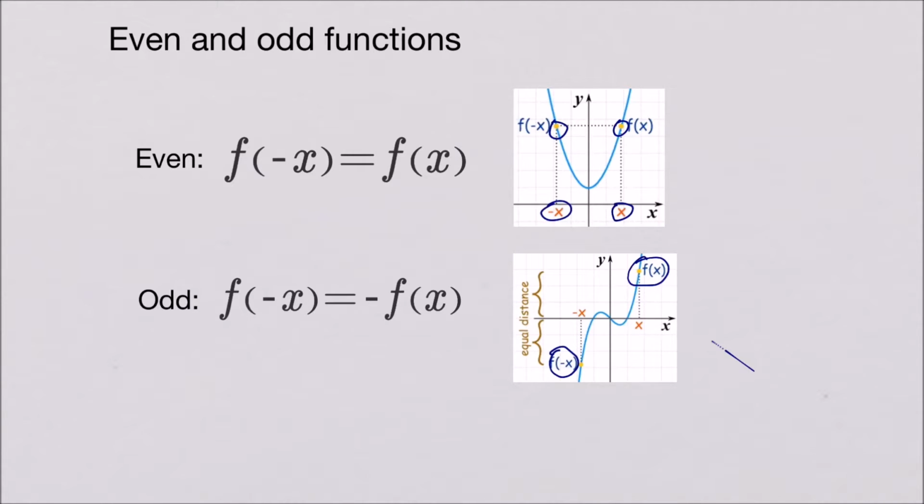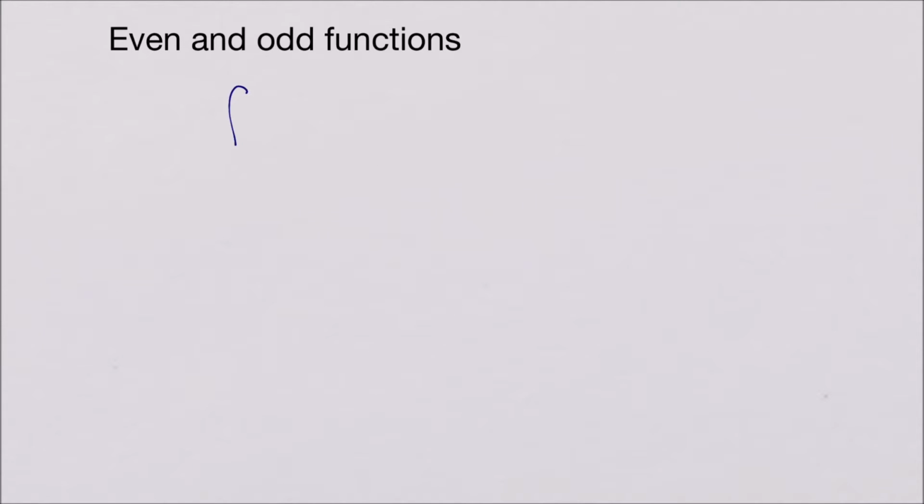Well, we can take the function, plug in negative x, see if we get either f of x back or if we get negative f of x back, and then we can easily see whether or not a function is odd or even. So let's look at a few examples. We're going to set f of x equal to x to the fourth plus x squared plus 10. And we want to know, is this function even or odd or neither?